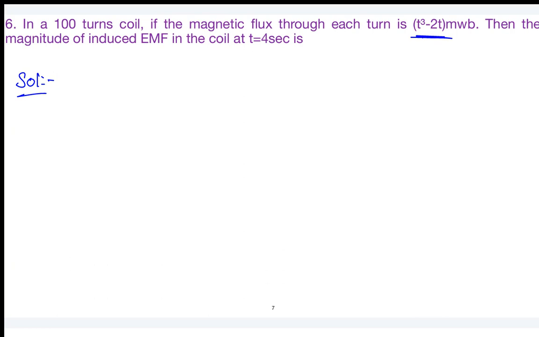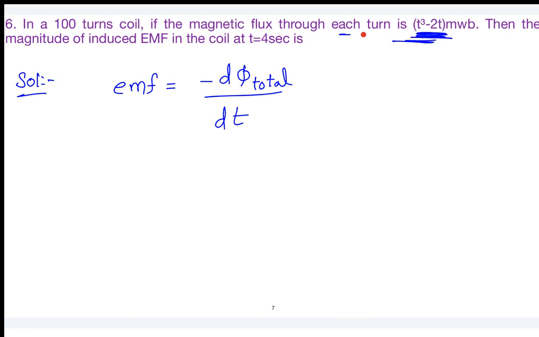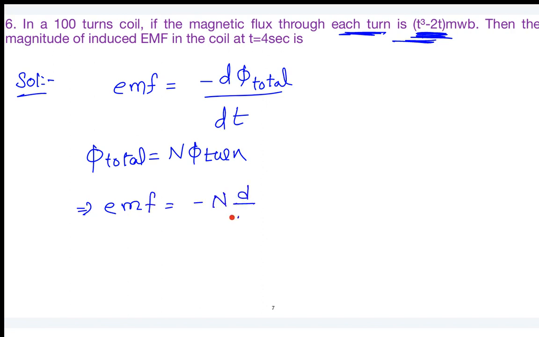So if you see Faraday's law, whatever the induced EMF is, I have given the formula by d phi by dt. Here you have to remember this is the total flux. In this case, the flux per each turn is what I have given. So what will be the total flux in that case? The total flux is equal to the number of windings into the flux per each turn. So what you are going to get the induced EMF now? Minus N into d by dt of the flux per each turn.